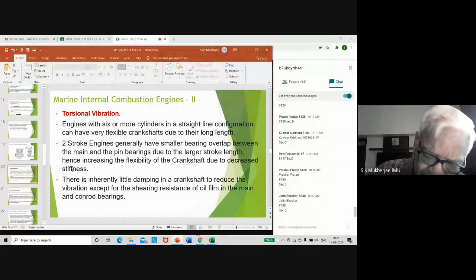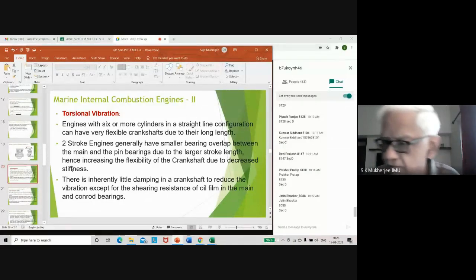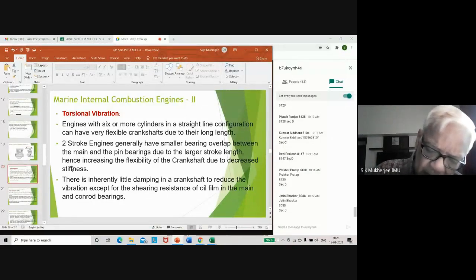So let's have a diagram. Black color. What is bearing overlap where crankshafts are concerned?